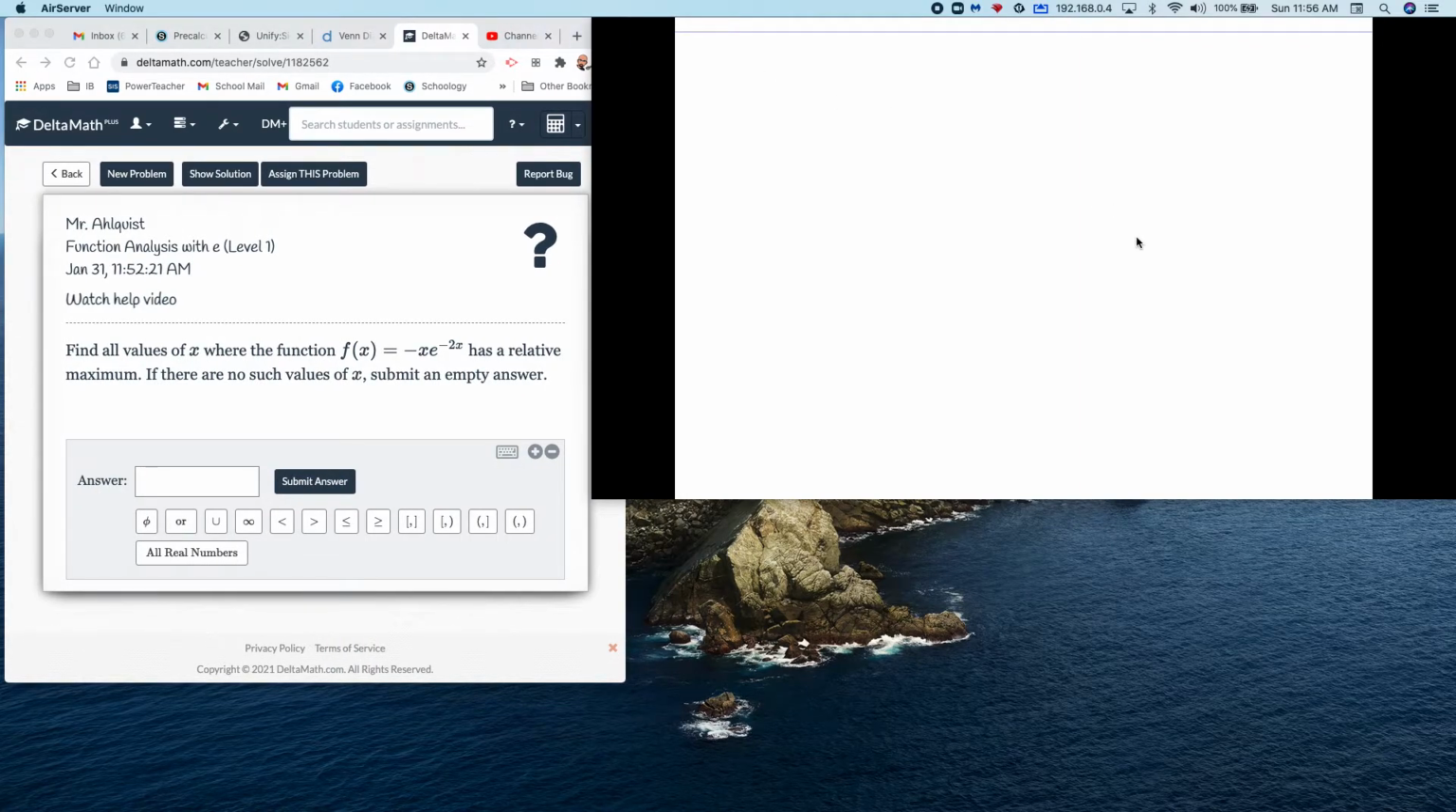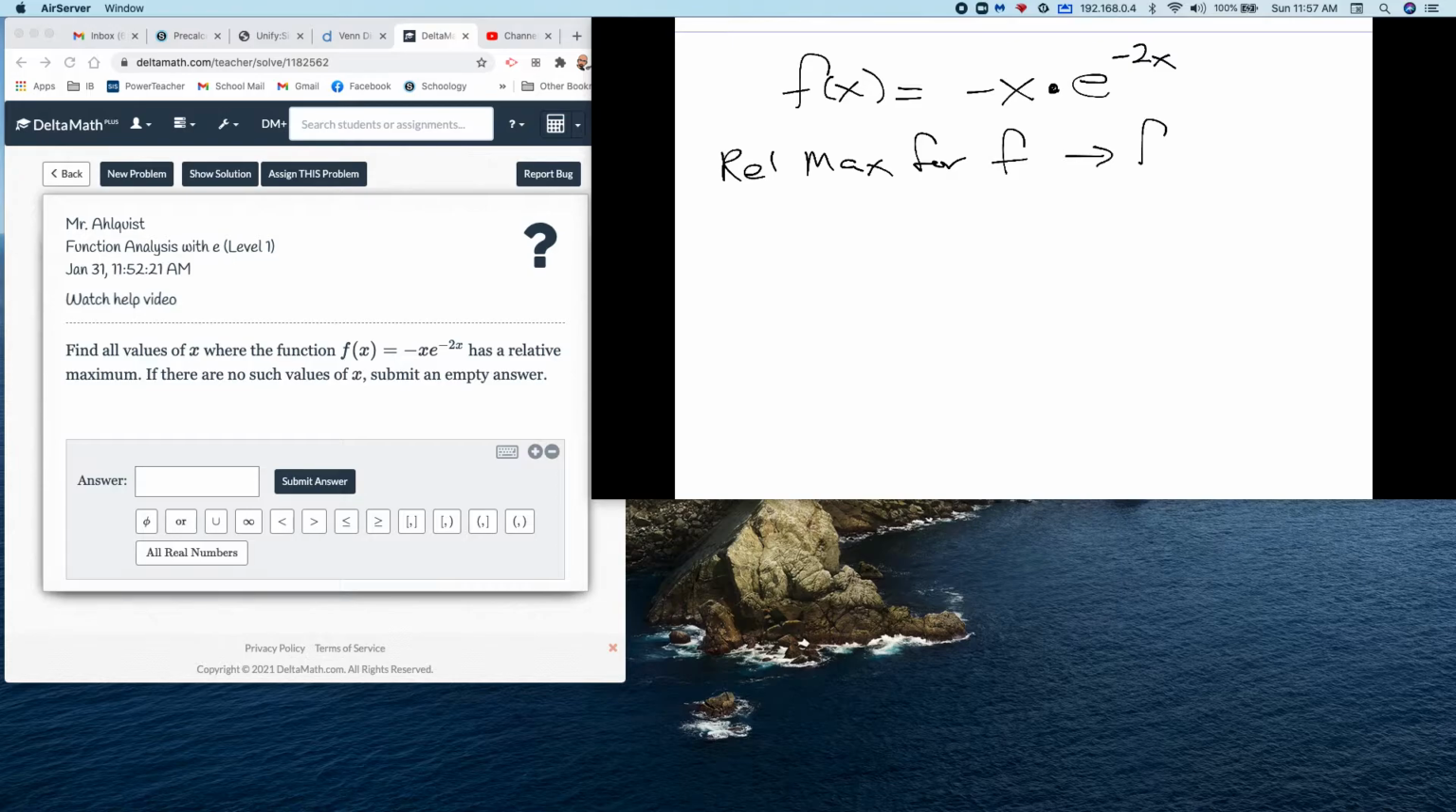If we look at this, it says, find all the values where f of x equals negative x times e to the negative 2x has a relative maximum. So we need a relative maximum for f, which would mean that f prime is going to go from positive values to negative values, according to the chart. So we need to take a derivative. We need to figure out what f prime of x equals.